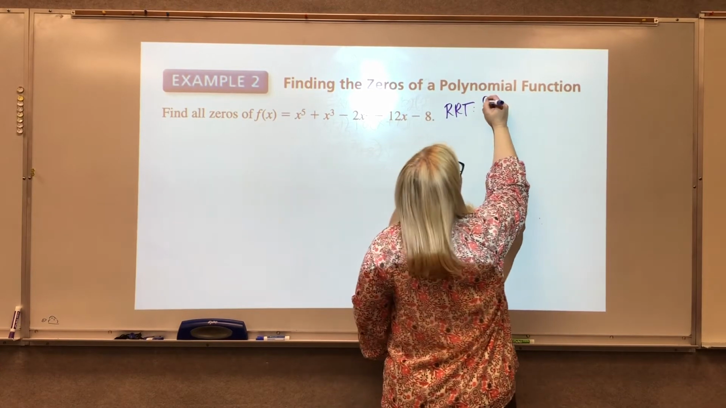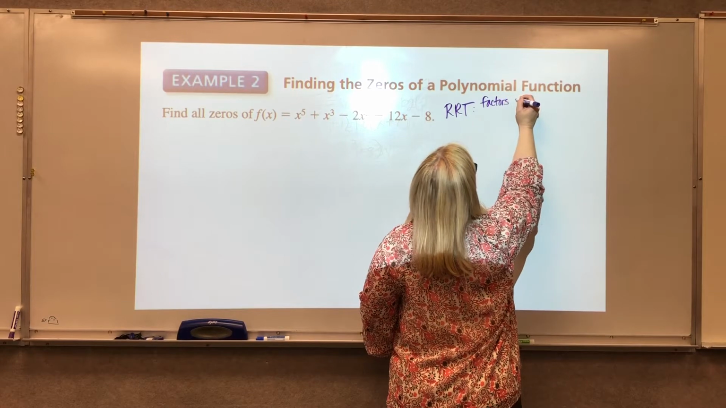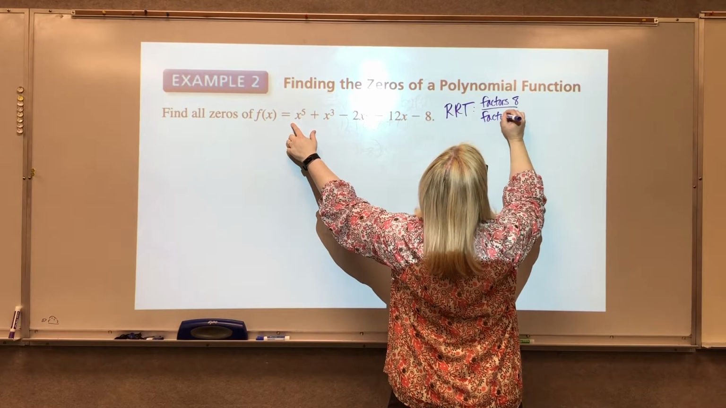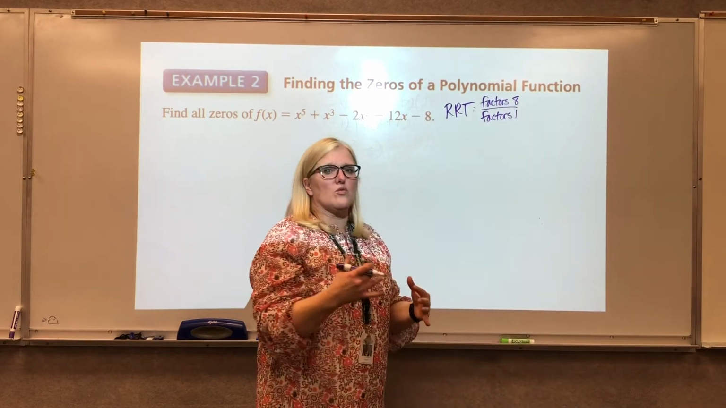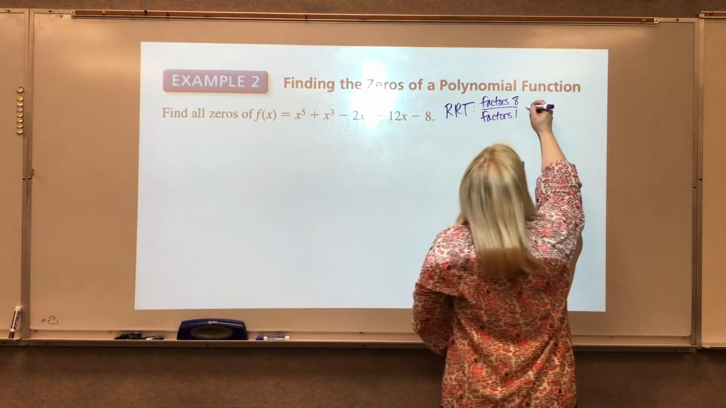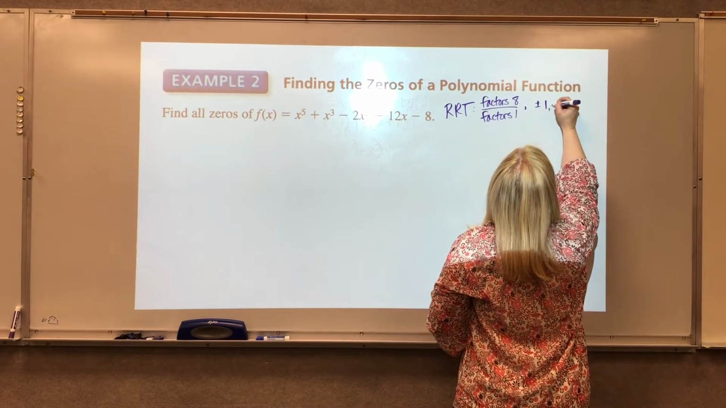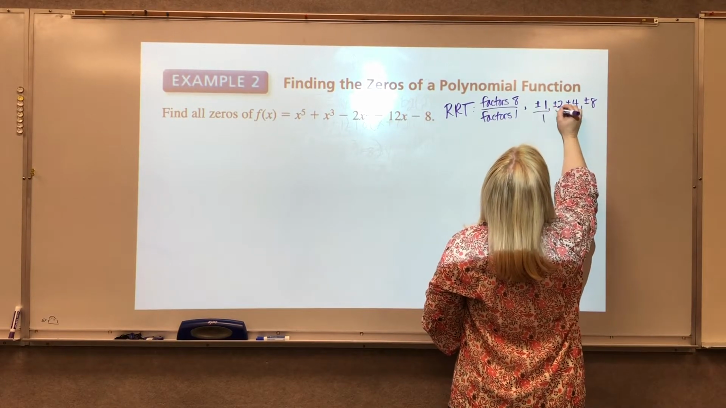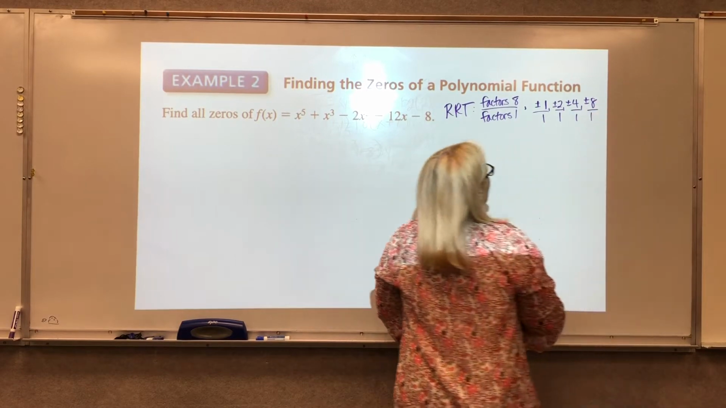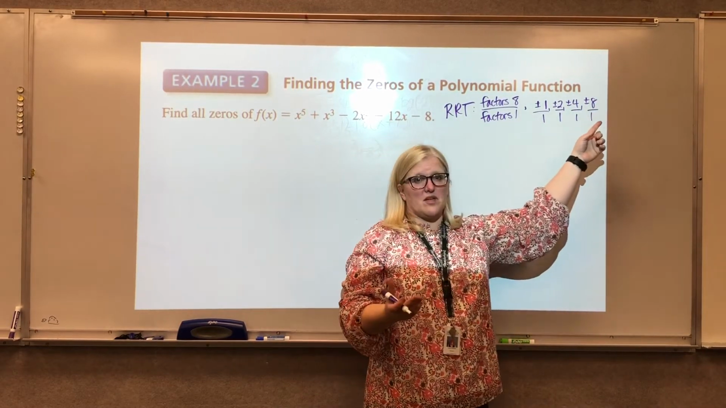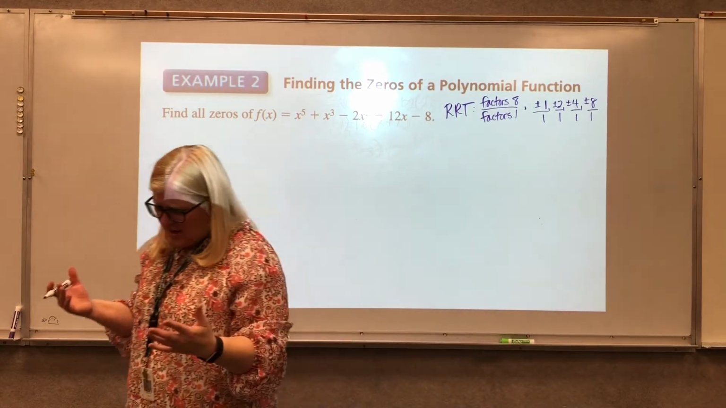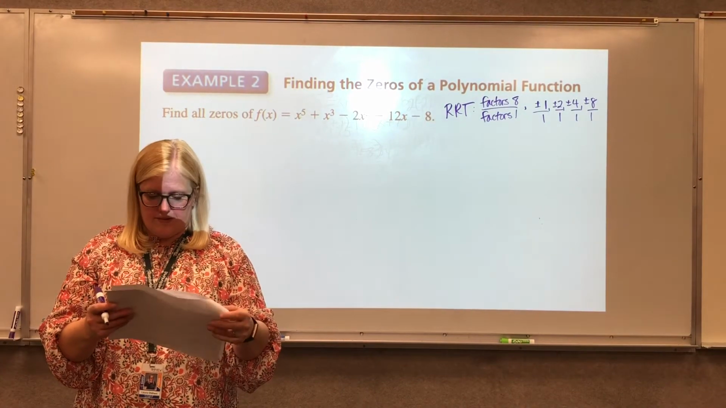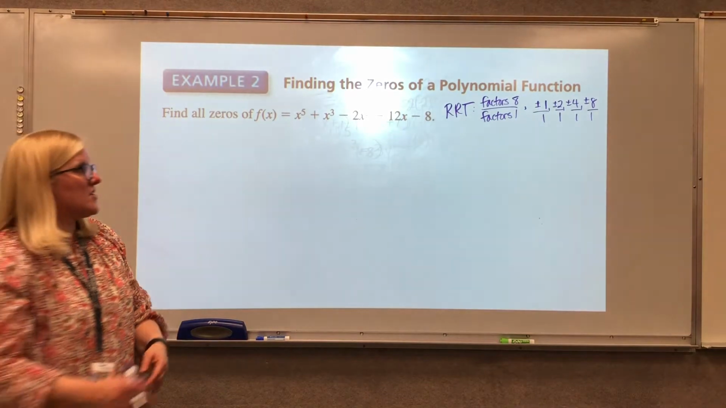Okay, it tells me that the factors of 8 over the factors of 1 are all possible roots to this problem. Okay, so we have plus or minus 1, plus or minus 2, plus or minus 4, plus or minus 8, and they're all over 1. Okay, so I have 8 different possibilities that I can try. So I worked ahead of time, and I already know which ones work. So first thing I'm going to do is I'm going to try 2.